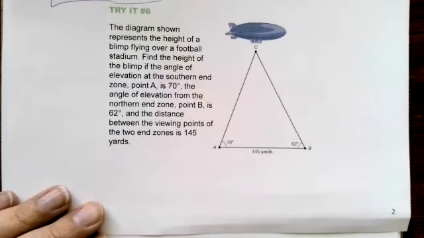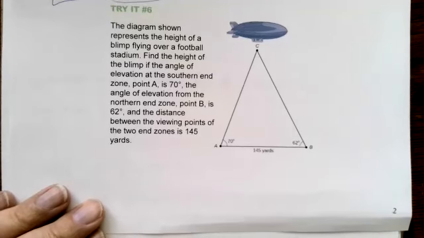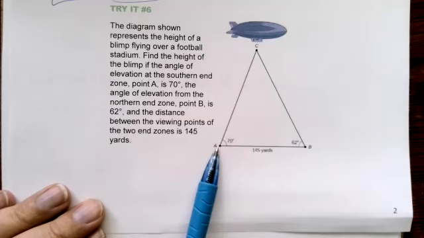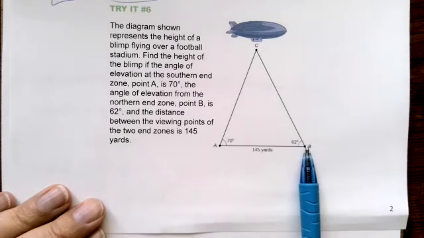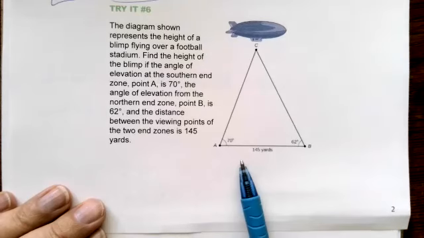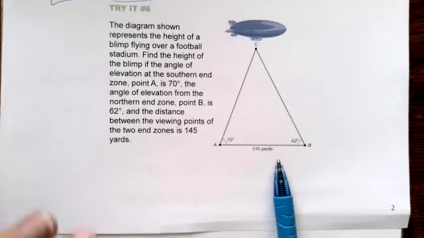Okay, now I want you to try a similar problem by yourself. It says the diagram shown represents the height of a blimp flying over a football stadium. Find the height of the blimp if the angle of elevation at the southern end zone, point A, right here, is 70 degrees, and the angle of elevation from the northern end zone, point B, is 62 degrees. And the distance between the viewing points of the two end zones is 145 yards.